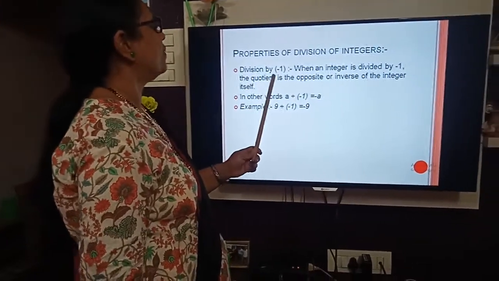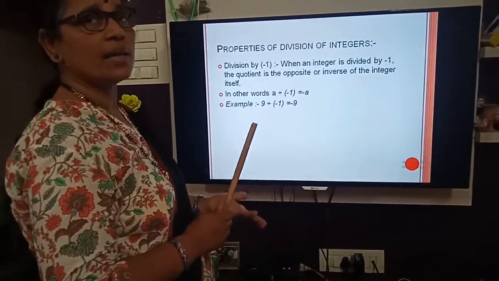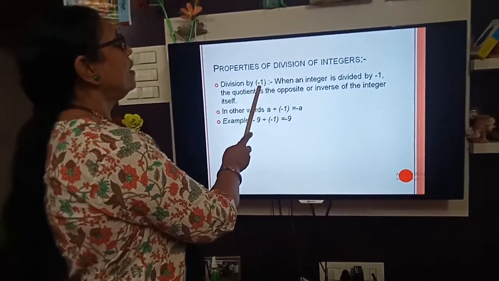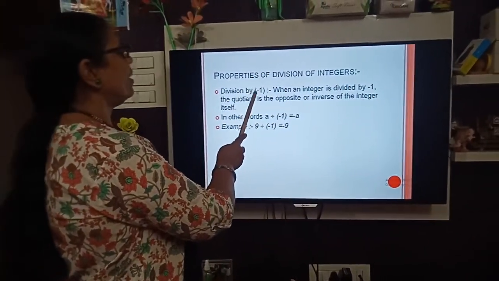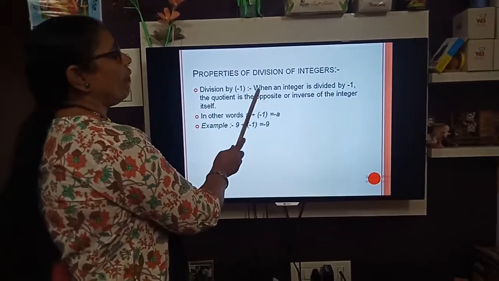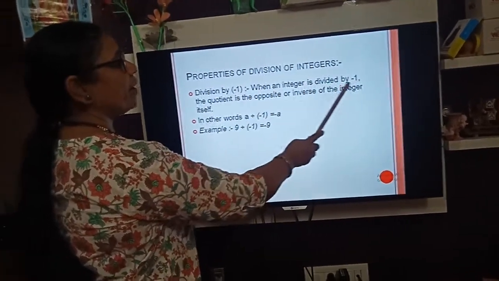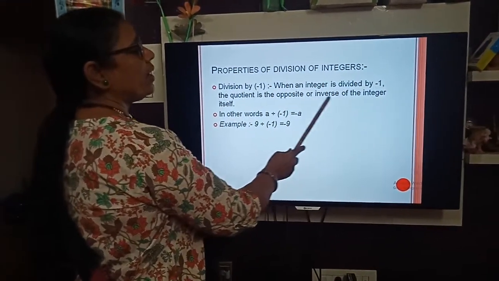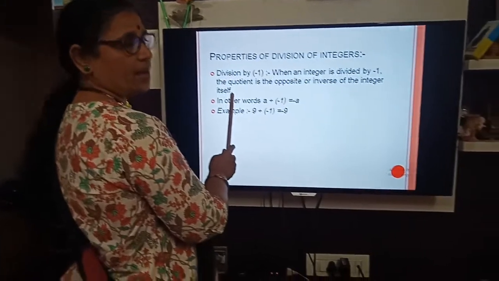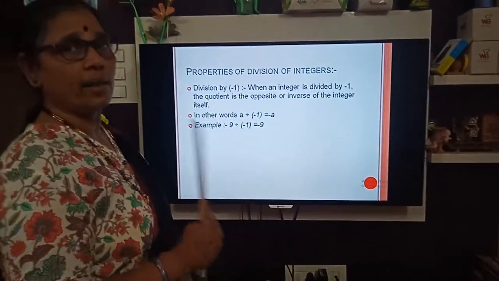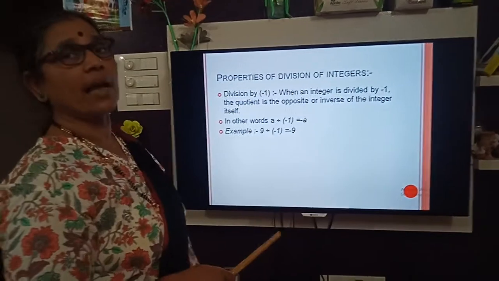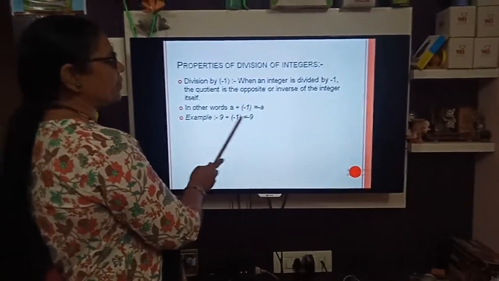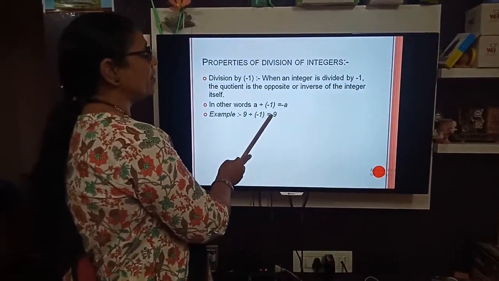Division by minus 1. Division by 1, the number itself, very easily understood, but if it is minus 1, means the divisor is a negative integer minus 1, what happens? When an integer is divided by minus 1, the quotient is the opposite or inverse of the integer itself. Means the quotient will be the number itself, but the sign will be negative. Here 9 divided by minus 1 is 9 itself, but with minus.